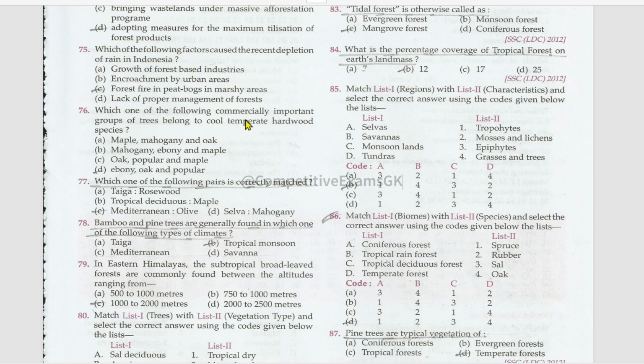Which one of the following commercially important groups of trees belong to cool temperate hardwood species? It's ebony, oak, and poplar. Which one of the following pairs is correctly matched? Mediterranean, olive trees. Bamboo and pine trees are generally found in which one of the following types of climates? There is a tropical monsoon. In eastern Himalayas, the subtropical broad-leaved forests are commonly found between the altitudes ranging from 1000 to 2000 meters.